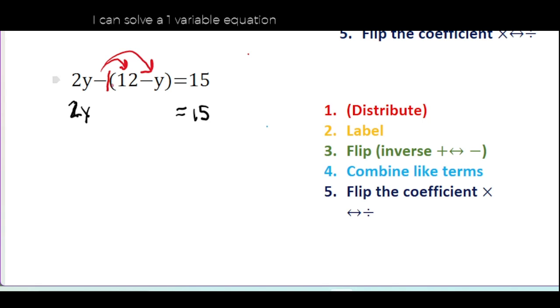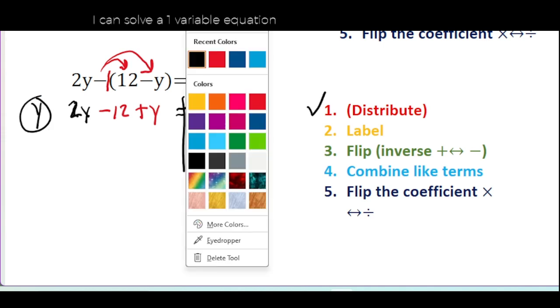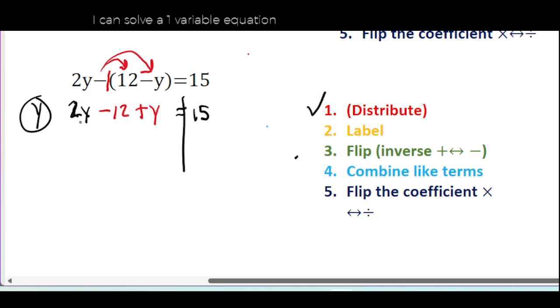So I distribute. -1 times 12 is going to give me -12. And then -1 times -y will give me a plus y. And now it looks pretty much like the other one. So now that we've distributed, we're going to label. I'm going to keep my y's on this side again, numbers on this side. So I have 2y, that'll stay, minus 12. That turns into plus 12.